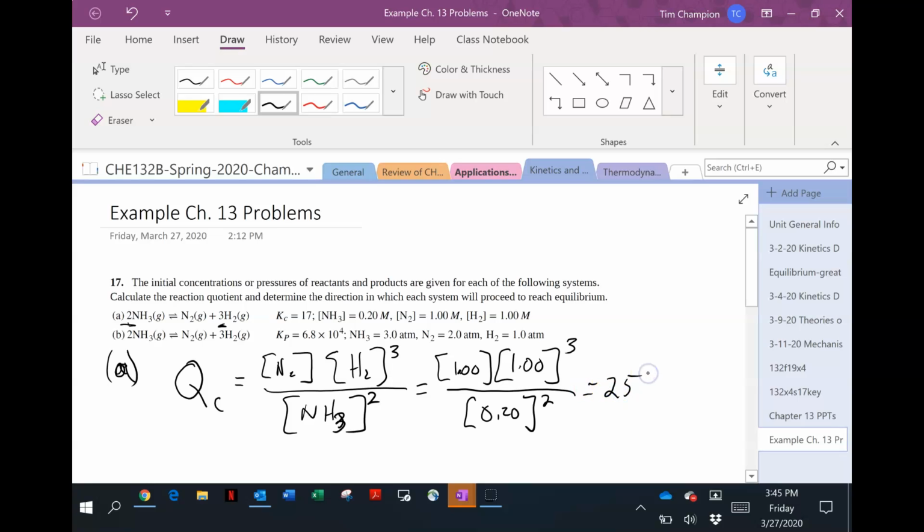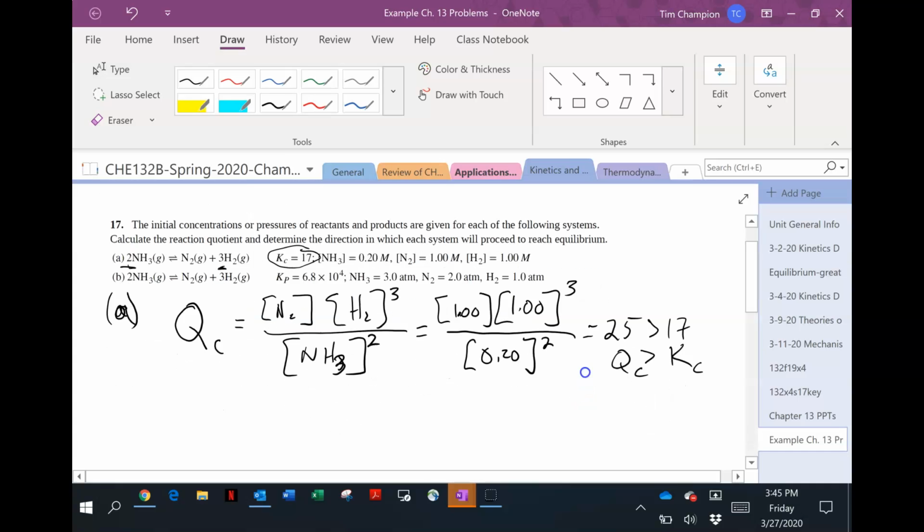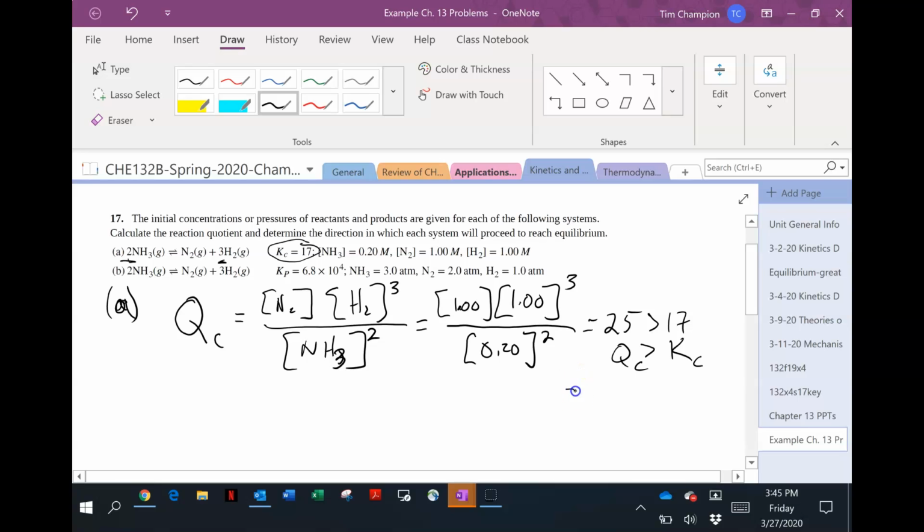Now if I compare that to the Kc, which is 17, 25 is greater than 17, so Q is greater than K. Qc is greater than Kc. So what does that mean? That means if Q is greater than K, we've got too many products, not enough reactants, so we're going to have to shift back to the reactants.